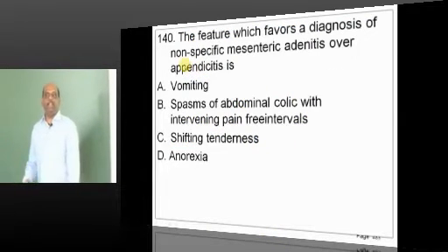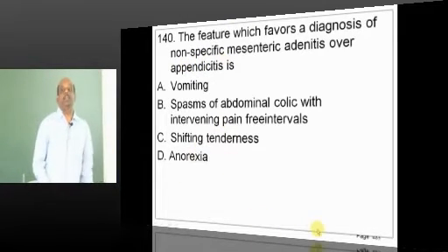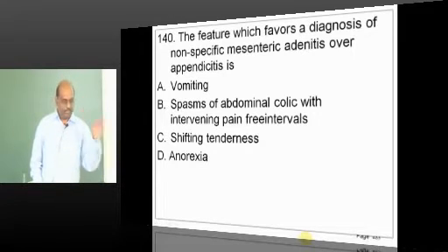Non-specific mesenteric adenitis, nursemaid syndrome versus appendicitis, how do you differentiate? Anorexia is a classical feature of appendicitis. If it is not there, you need to rethink about appendicitis.